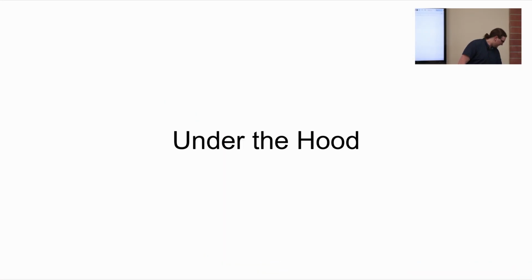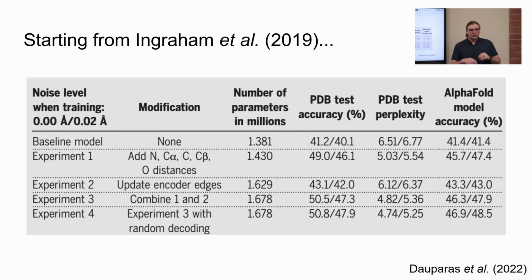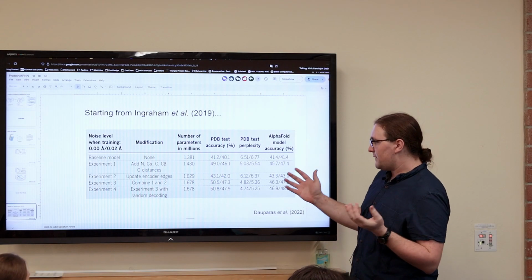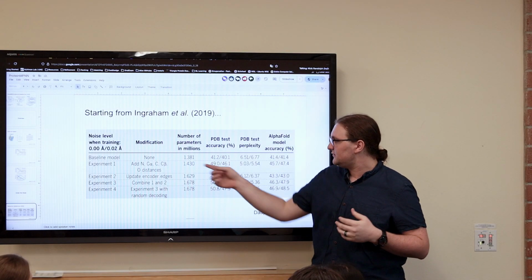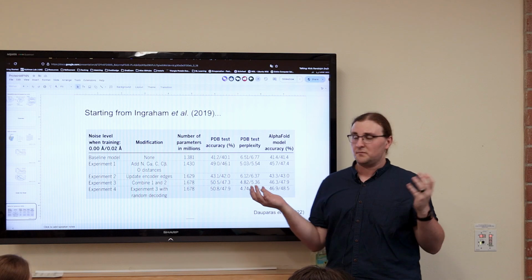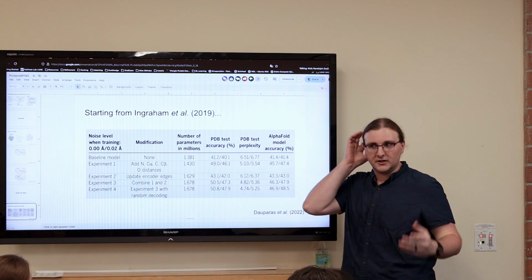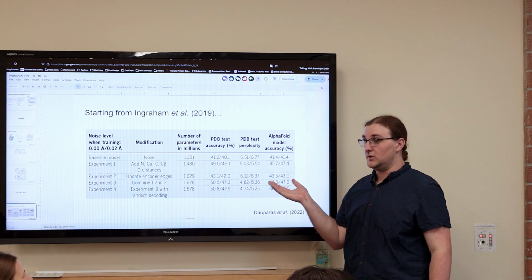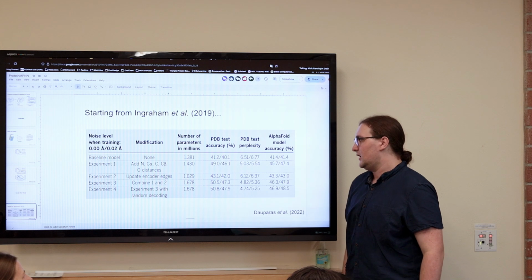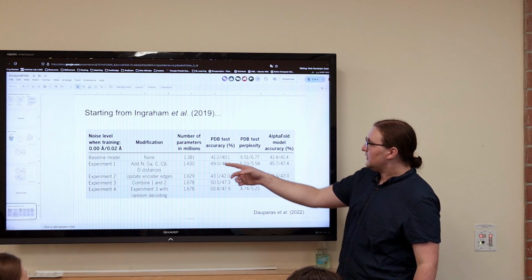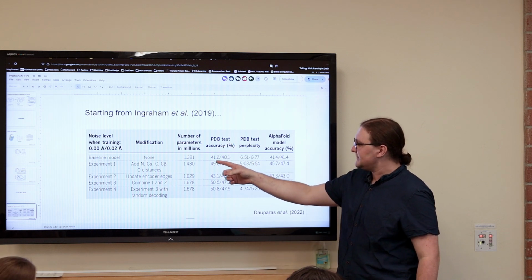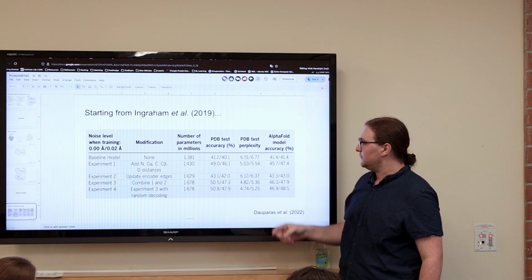Okay, let's talk about the model itself. So I said that John Ingraham had this model that performed sequence encoding, structure encoding, and then sequence autoregressive decoding. Eustace started with that baseline model, which is a pretty small model, like 1.4 million parameters, which if you compare it to AlphaFold, which has 98 million parameters, is like 100 times smaller.